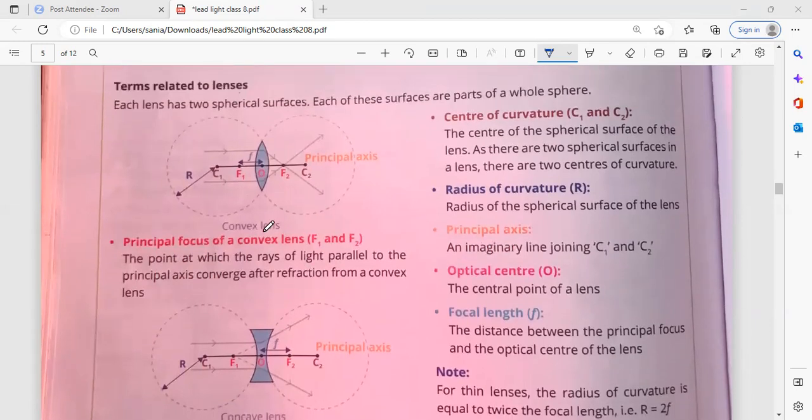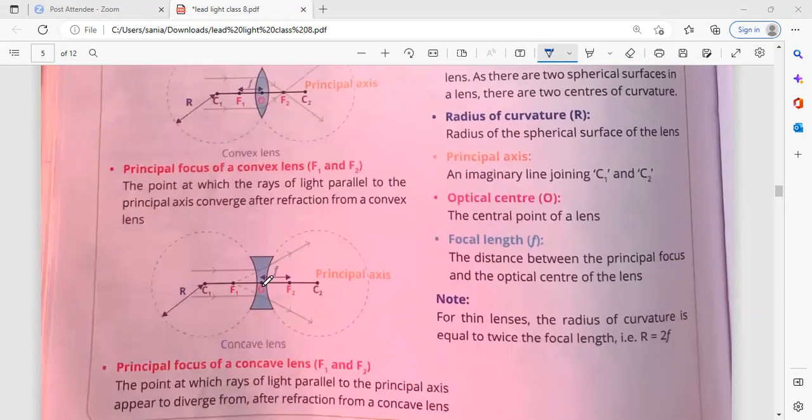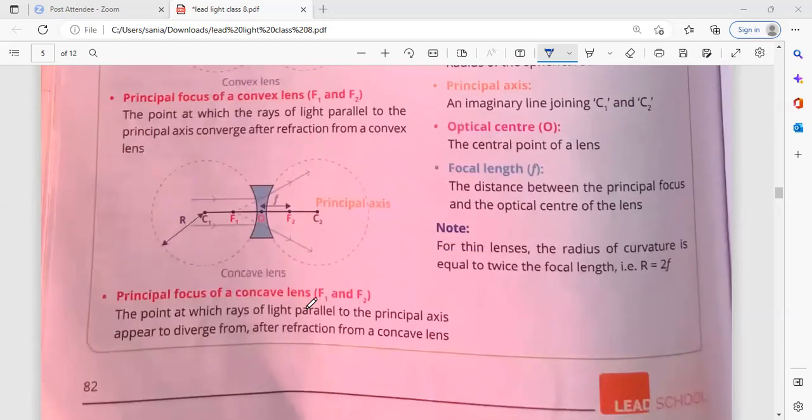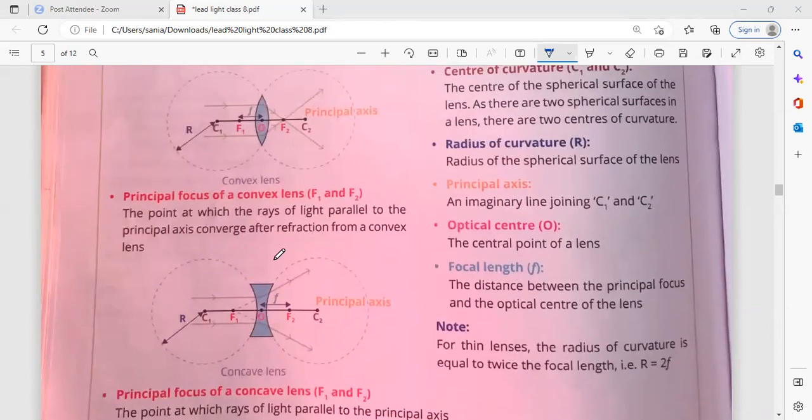And you can see this is your convex lens and this is your concave lens. Okay, so remember one thing: the principal focus of a convex lens and the principal focus of a concave lens have a difference. The point at which rays of light parallel to the principal axis converge after refraction forms F2 in a convex lens.